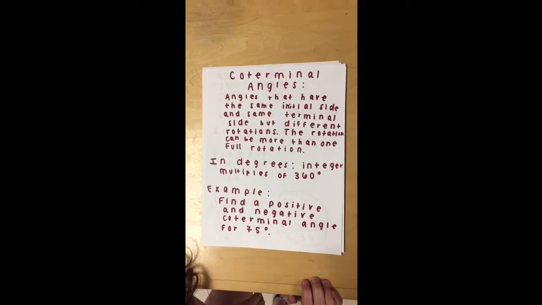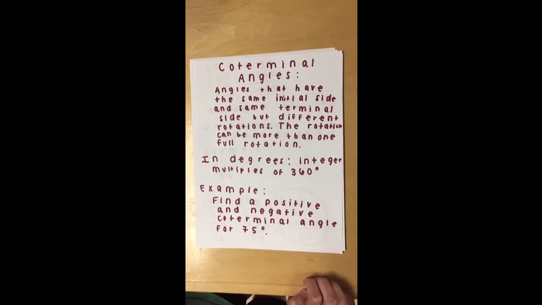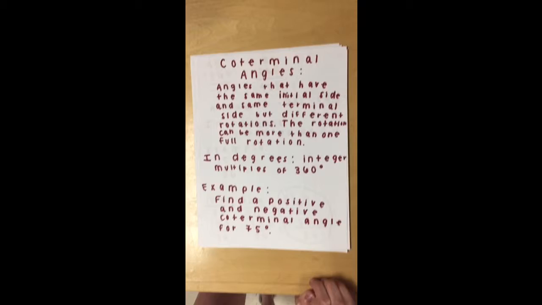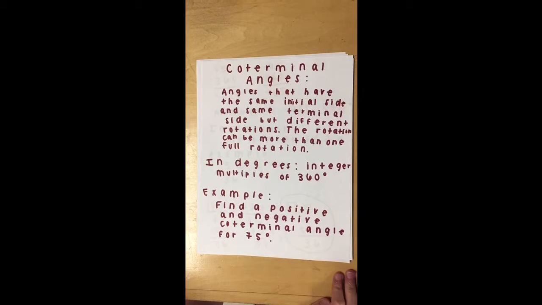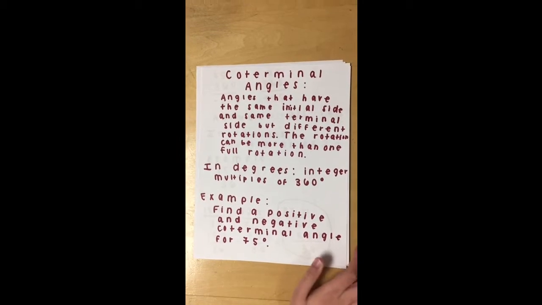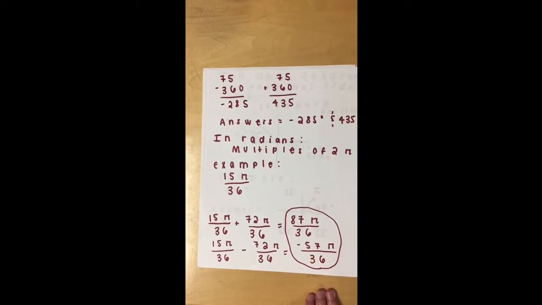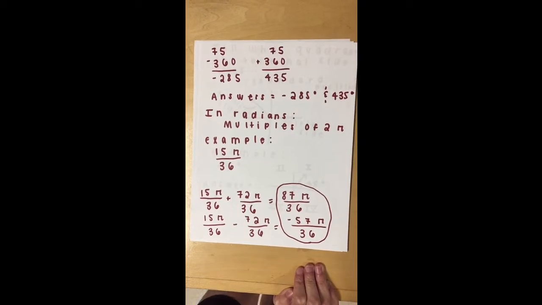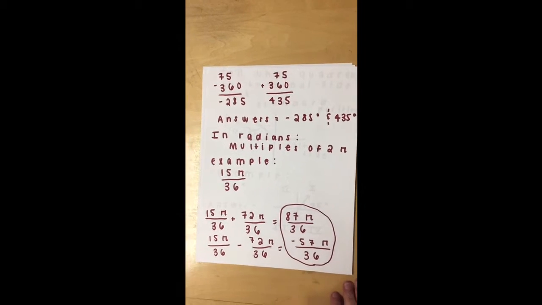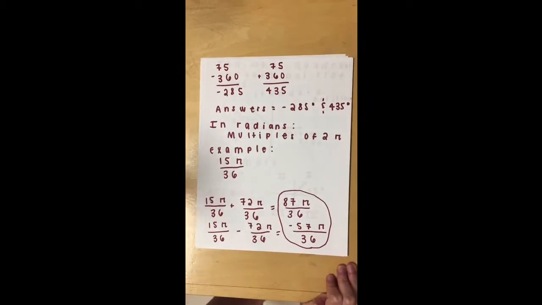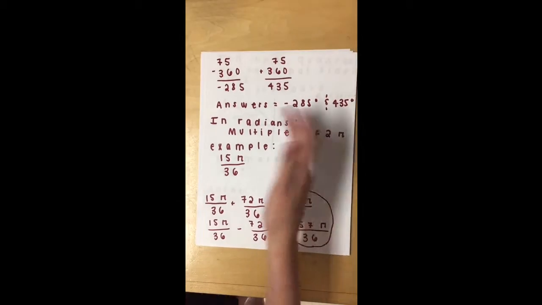Second thing we're going to be talking about is coterminal angles, and those are angles that have the same initial side and the same terminal side, but different rotations. An important note is that it can be more than one full rotation. It's pretty simple to find these. If you're in degrees, all you have to do is add or subtract 360. So an example is find a positive and negative coterminal angle for 75 degrees. All I did was subtract 360 from 75 and add 360 to 75. And I got my answers to be negative 285 and 435 degrees. Now there are endless possibilities. You could keep subtracting 360 and adding 360, but these are just the simplest.